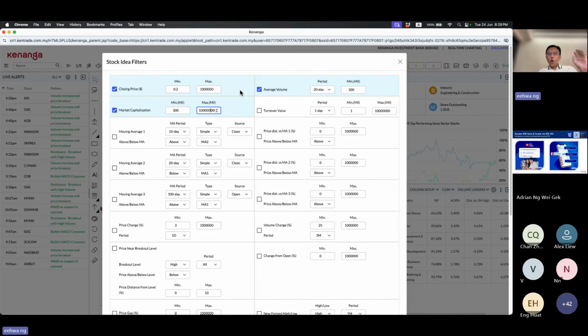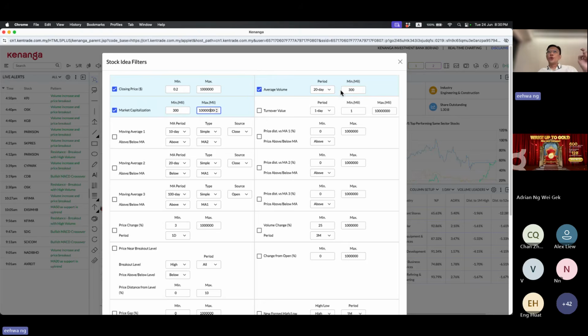But the lower the market capitalization, actually, the more volatile the stocks. That means the movement up and down, the daily range, is bigger. Also, you may want to play around with this to get the stocks that you want.